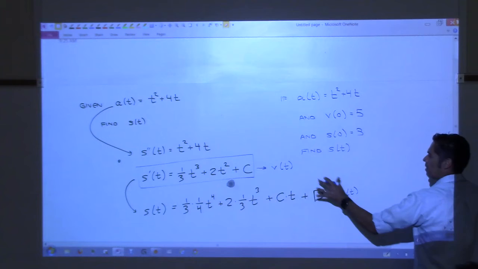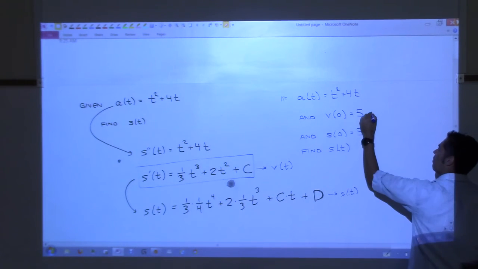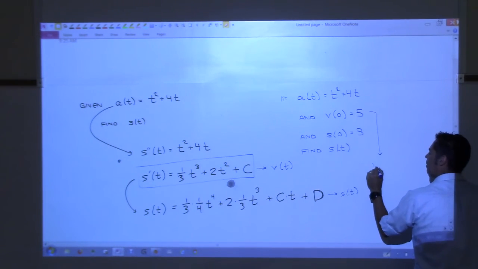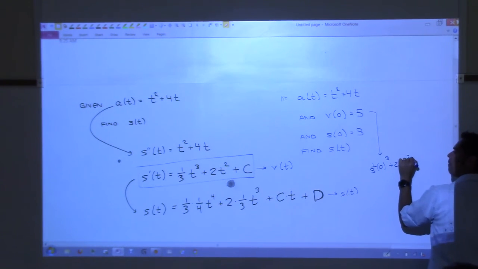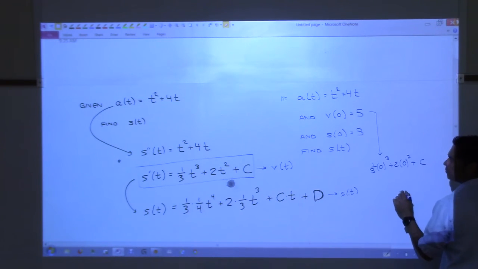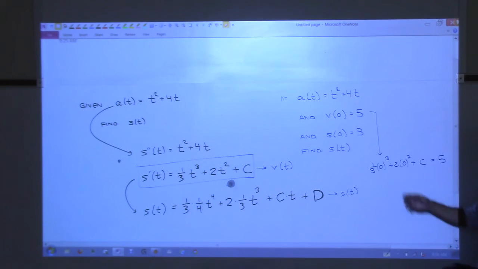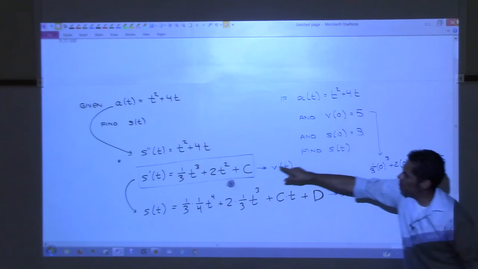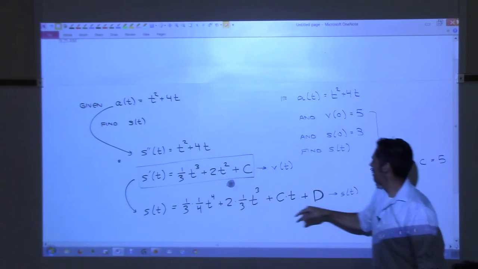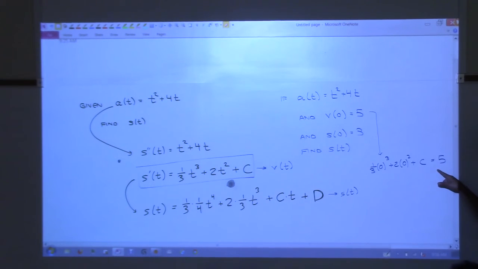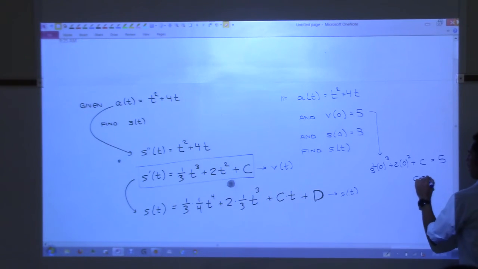I want to keep these on the board. So this right here tells me that when I plug in 0 for t, I should get 5, right? That's what that says. So I picked 0 on purpose because I knew it would kill off a bunch of stuff and make this easy. Plugging 0 into the velocity function, which is the antiderivative of the second derivative, I get what? C is 5. So this tells me C is 5.